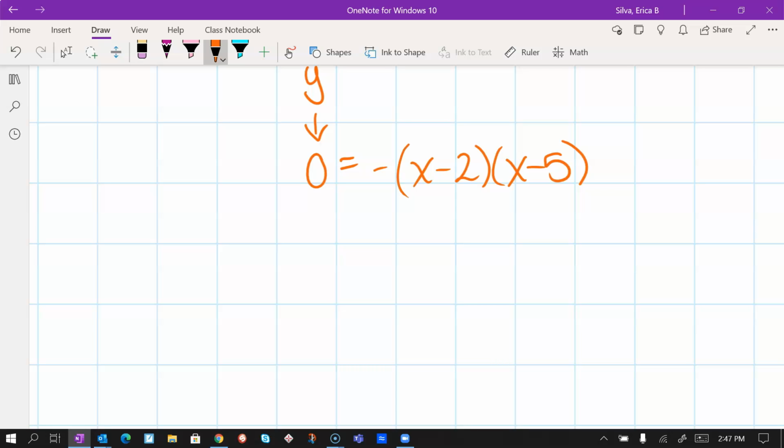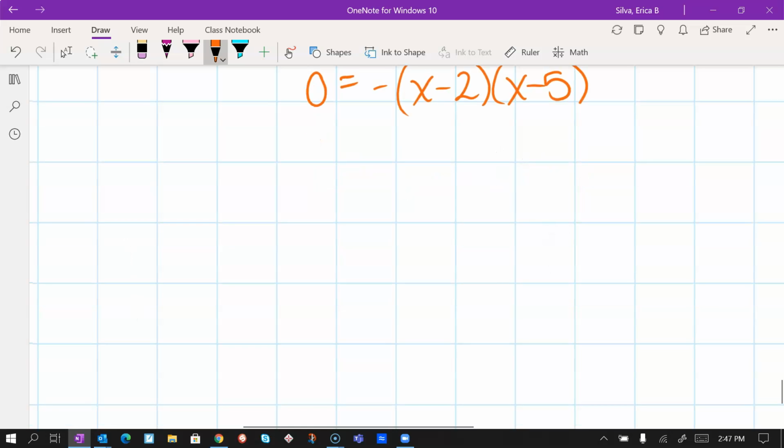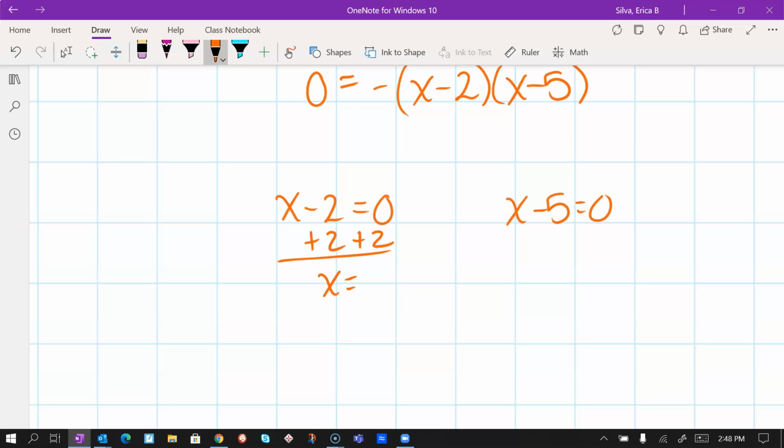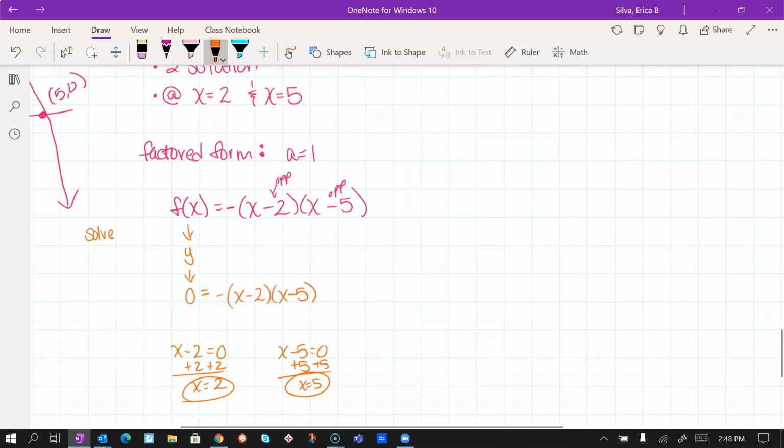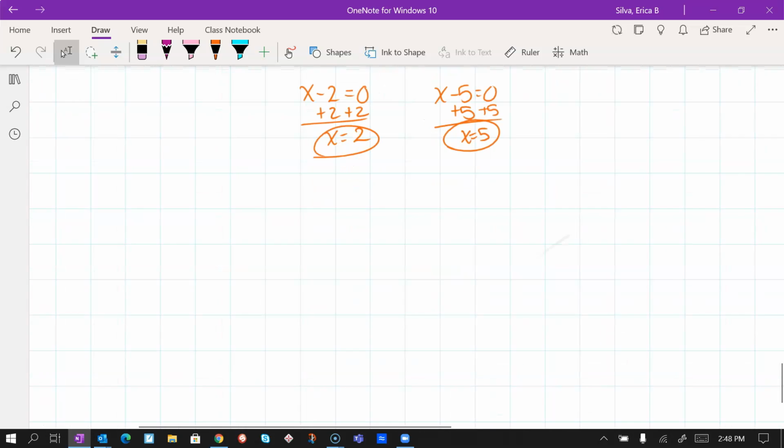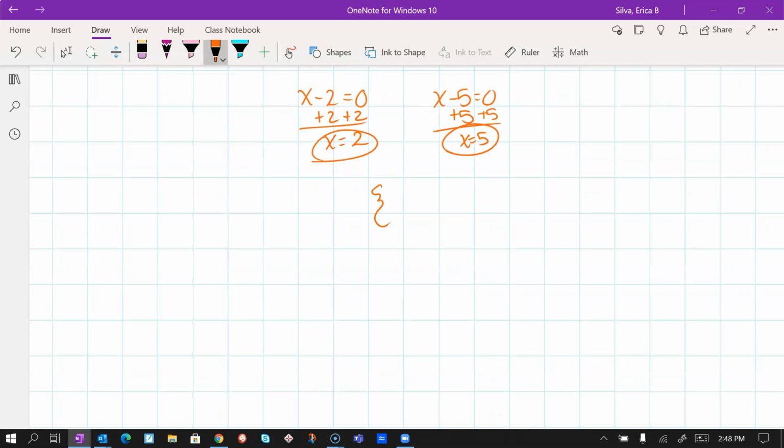All right, so now that we have our equation equal to 0, we can solve. We're going to separate them into two equations. x minus 2 equals 0, x minus 5 equals 0, and we solve for x. x is equal to positive 2, and x is equal to positive 5. And those are the same roots, or solutions, we had from the beginning. Now the way you'll see it is as a set with brackets. So you'll have 2, 5, and those would be my solutions.